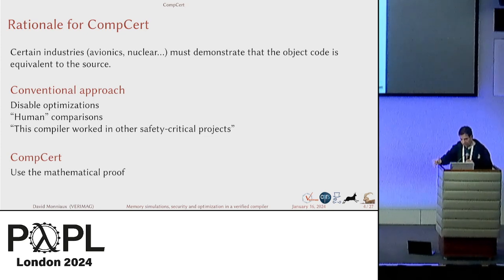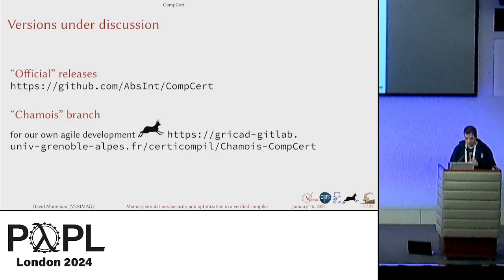So essentially in CompCert, you can replace this argument by the mathematical proof, and you can turn optimizations on. So that's the rationale of that. So I'm going to discuss in this talk two versions. There's the one that you can download from GitHub and from the company that markets the commercial version of CompCert, called AbsInt. So it's on the GitHub site. And our own branch, which is on our own GitLab site, which is called Chamois, because we're doing agile development, and Chamois is a very agile animal living in the mountains near Grenoble.